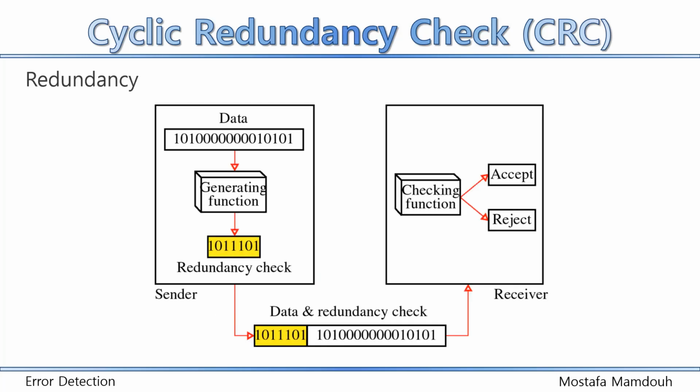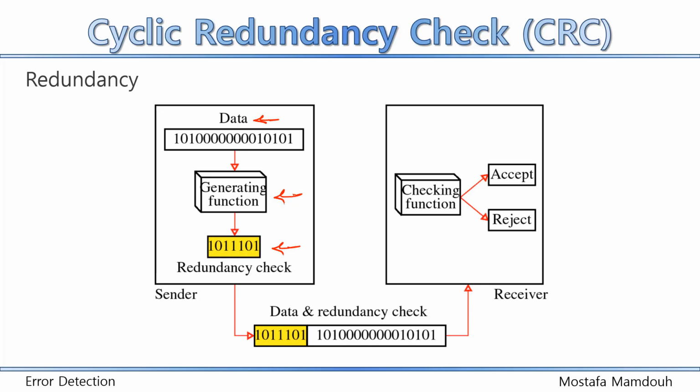Redundancy. Well, from its name, a redundancy is sort of an extra thing, so it's not data, it's something that we use so that the receiver can know if there is an error or not in the data. So how do we do that? Well, we have our data here, and then there is a generating function. We can think of it as a black box for now. Then it will provide us with a redundancy check. Then the transmitter will send this data beside this redundancy check.